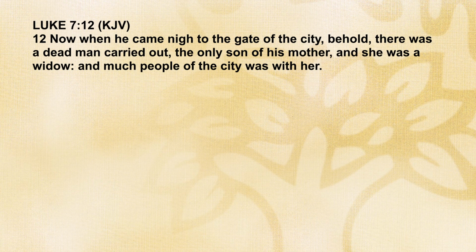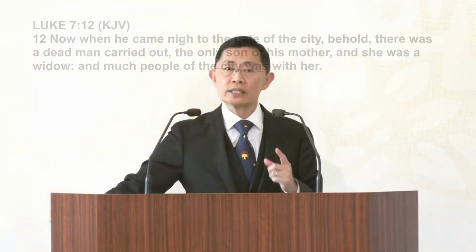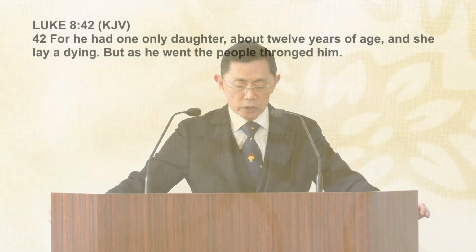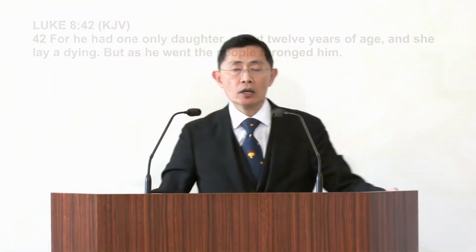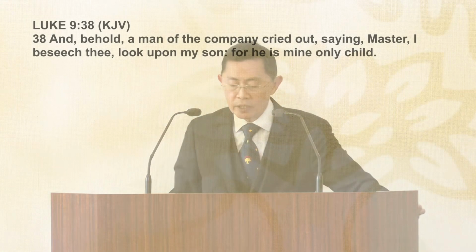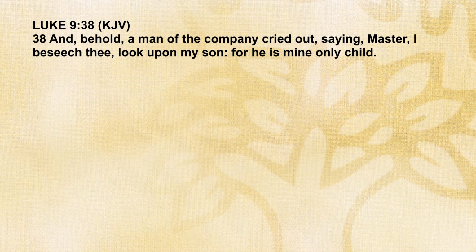"Now, when he came nigh to the gate of the city, behold, there was a dead man carried out, the only son of his mother." Now, this word, the only son of his mother, is monogenes. Then in Luke 8:42, "for he had one only daughter." Also monogenes. Luke 9:38, "I beseech you, look upon my son, for he is my only child."